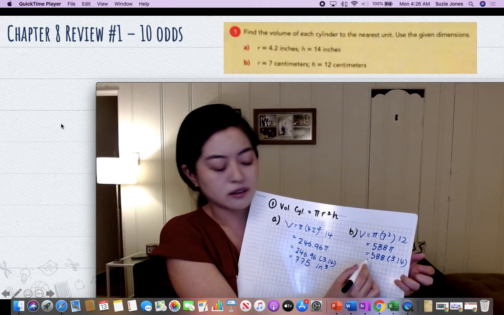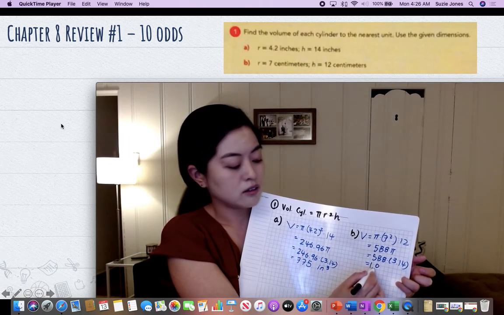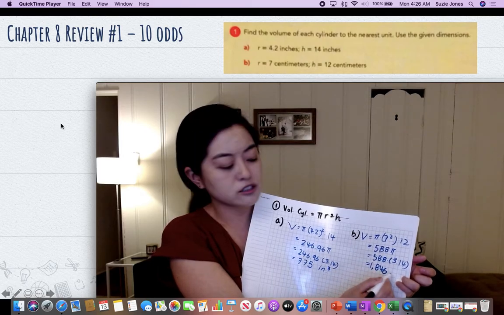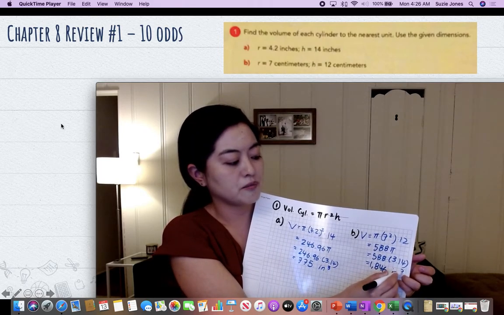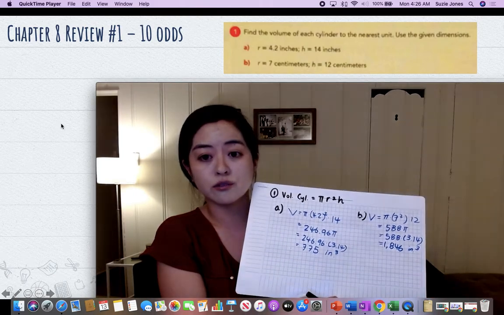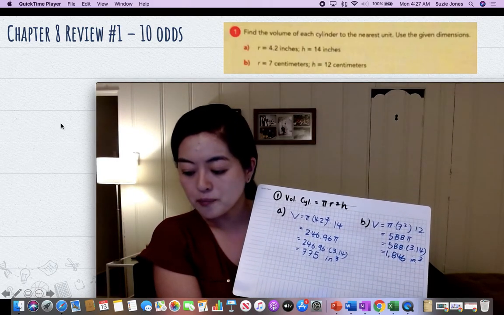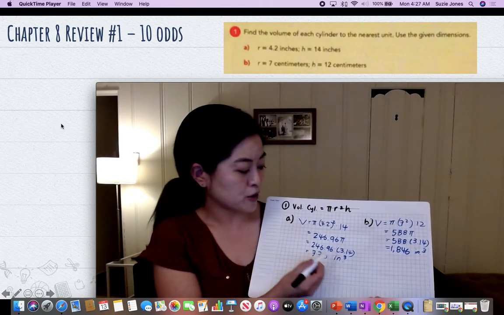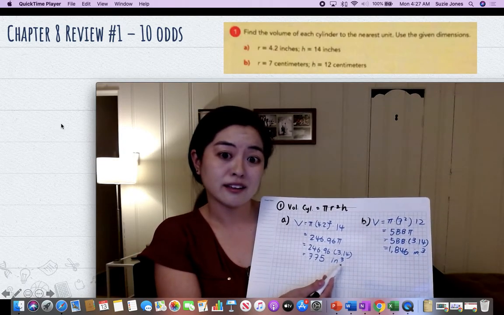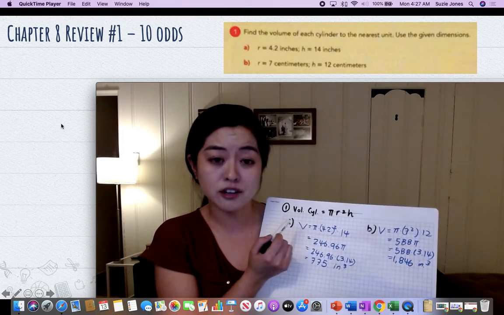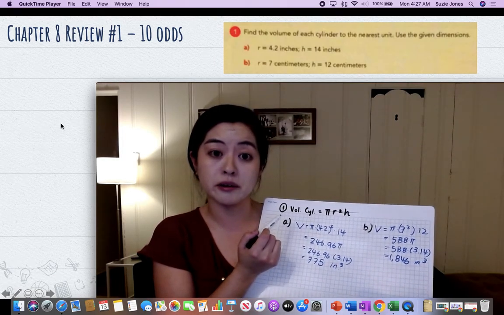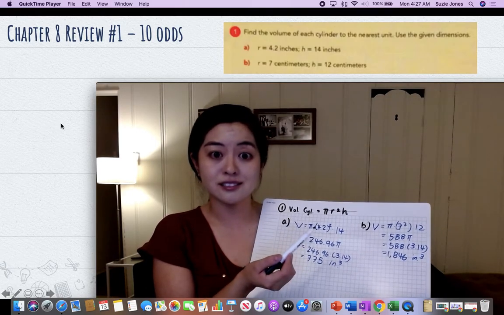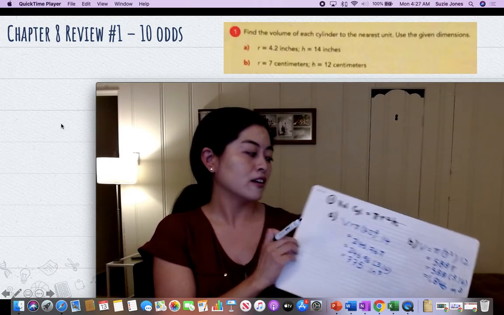And again, that'll round to 1,846 cubic inches. And we are doing cubic inches here because it's talking about volume. If it was talking about area, we would have to do square inches, right? Okay. Alrighty.